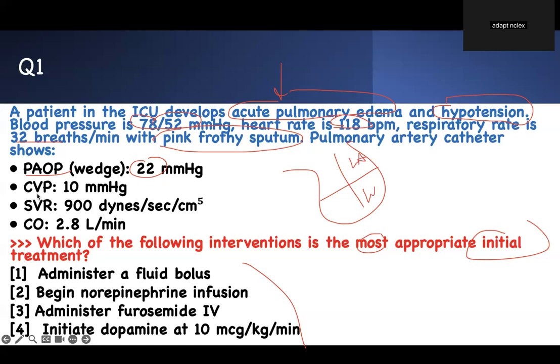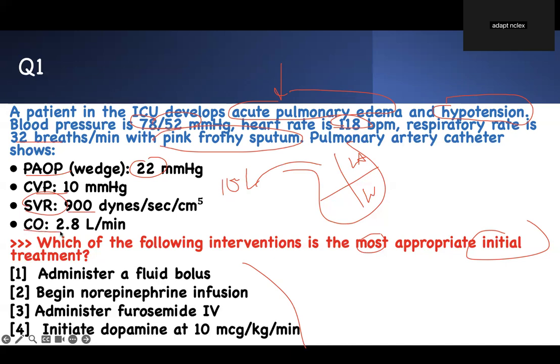The CVP is slightly high. It's telling me there may be something still backing up, right? But it's almost normal, so I'm not worried about it. 10 is in the normal range. Something is still backing up. Your systemic vascular resistance is 900 due to the what? Hypotension. All these findings is telling you something.